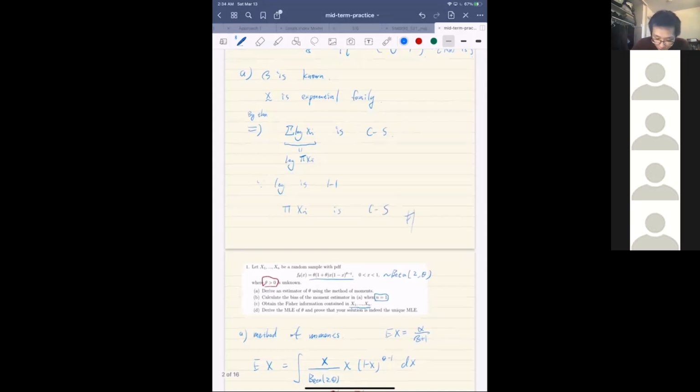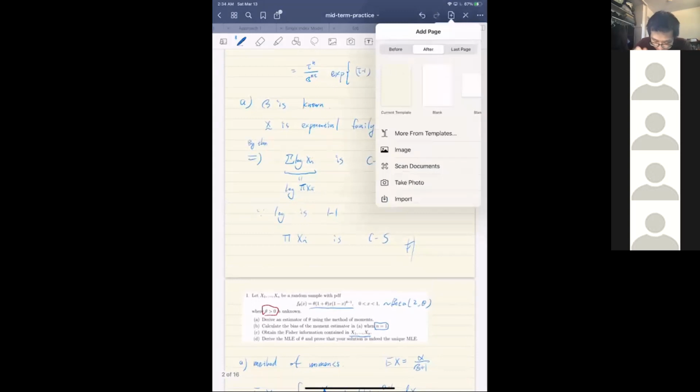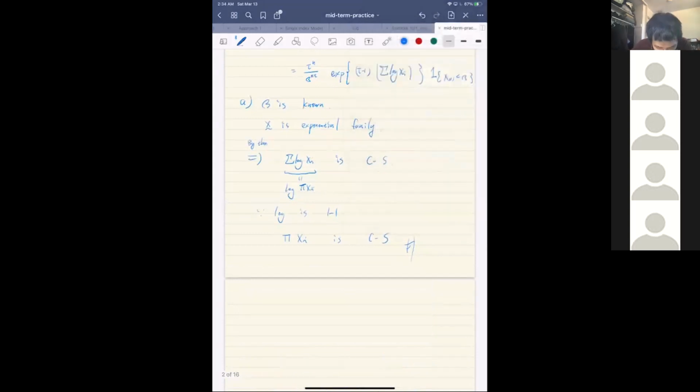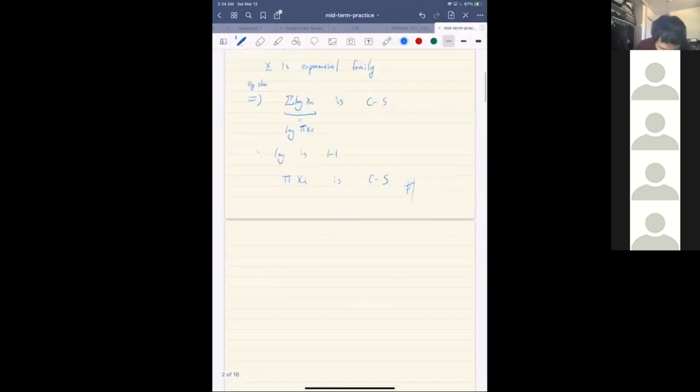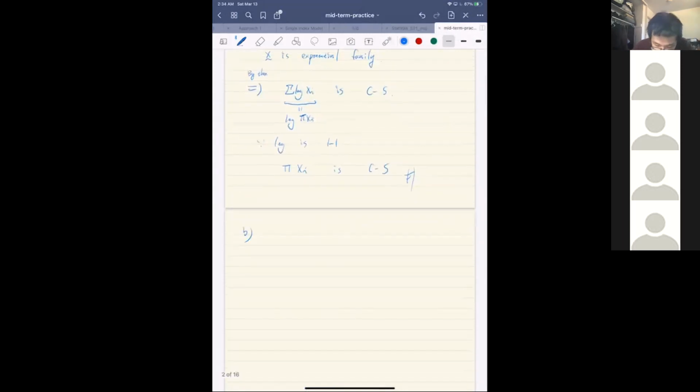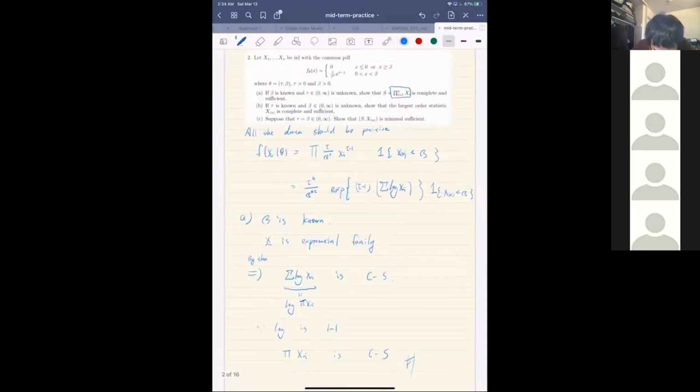Okay. So in this case, we are very lucky. This is an exponential family, but the second one is not, so we have to calculate. When tau is known, we want to show that the largest order statistic, Sn, is complete sufficient. The sufficient part is easy, because you can look at this and use the factorization theorem.